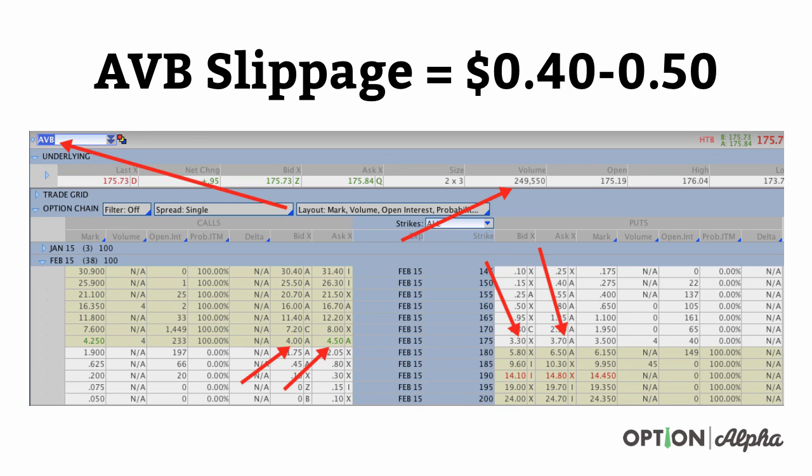This is in comparison to something like AVB, which we just randomly picked, but kind of proves the point here, where the slippage is incredibly high because it doesn't have a lot of volume and liquidity. Notice that there's practically no volume and open interest in either the calls or the puts on both sides. And as a result, you're looking at basically $50 wide spreads in some cases, which are for at-the-money options, which is incredibly wide. It means you're just going to lose a lot of money based on slippage alone.